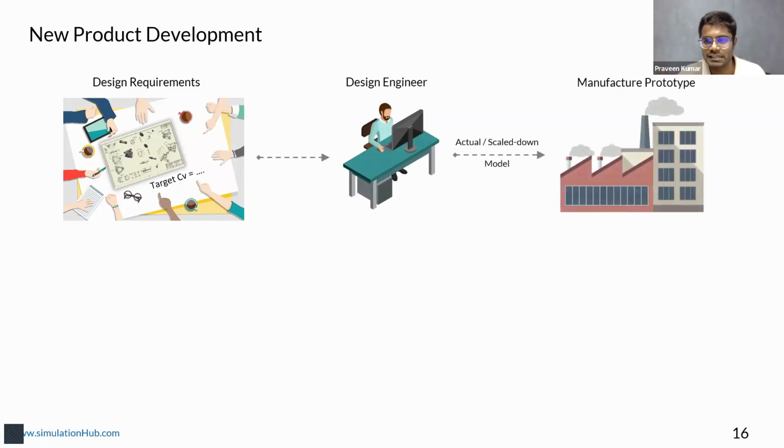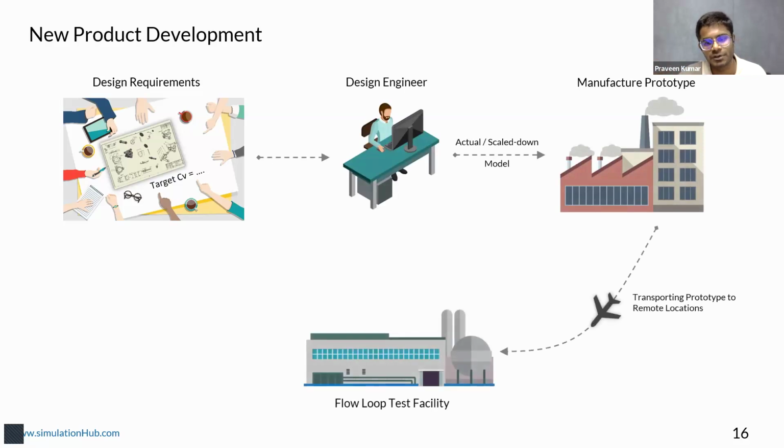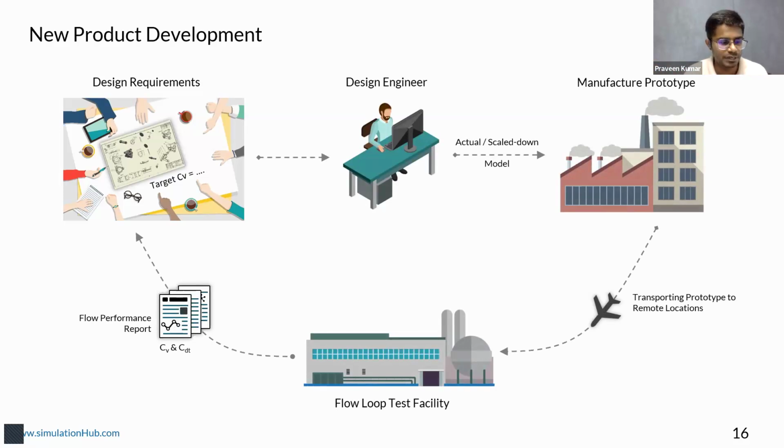The prototype of the design is manufactured and transported to some remote facility, like a flow loop test facility. And then the flow loop test facility provides you with the report, which has the CV and CDT if it is a rotary valve. If I exclude the manufacturing time and prototype manufacturing and transport, the results will take multiple weeks, sometimes more than months. It goes in queue and then it takes months.